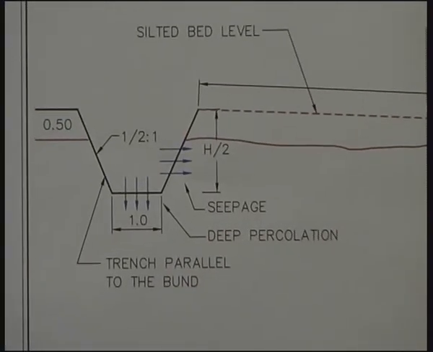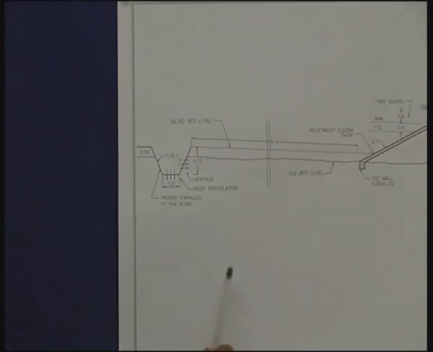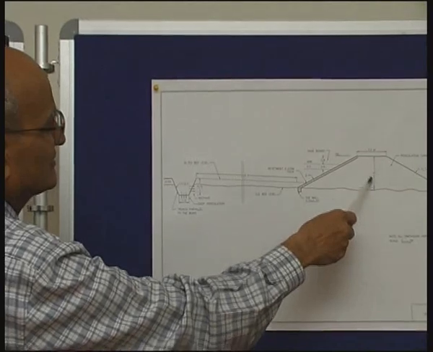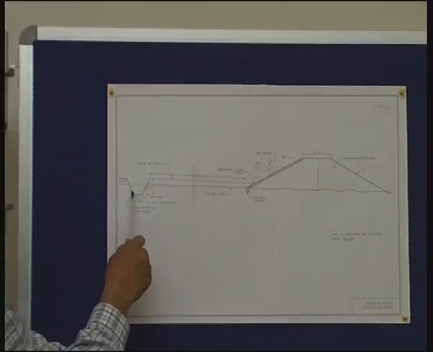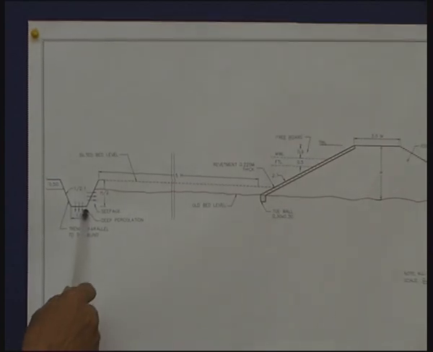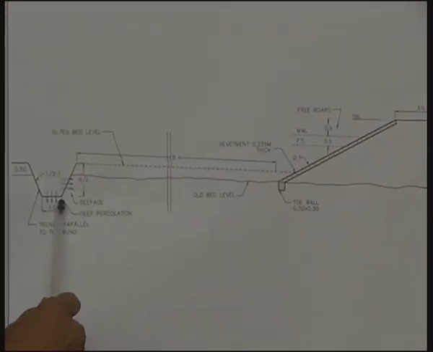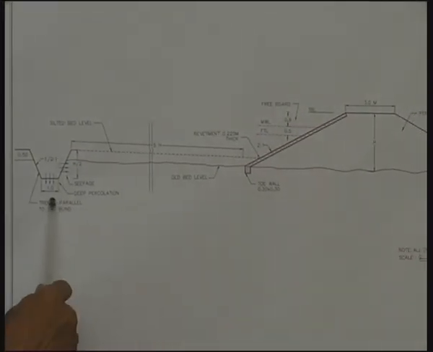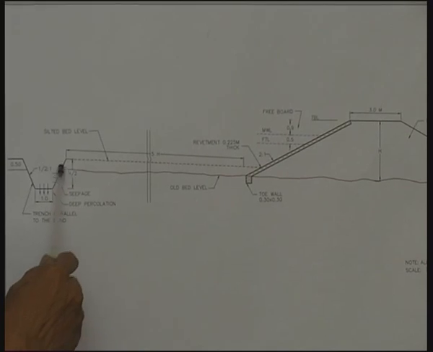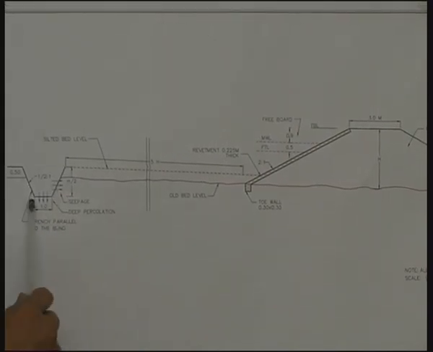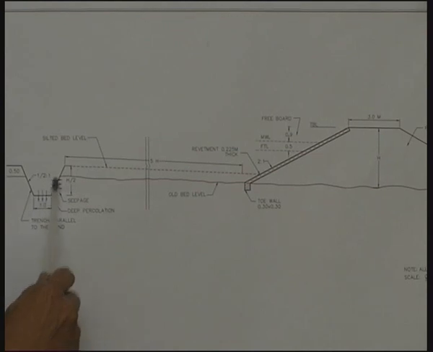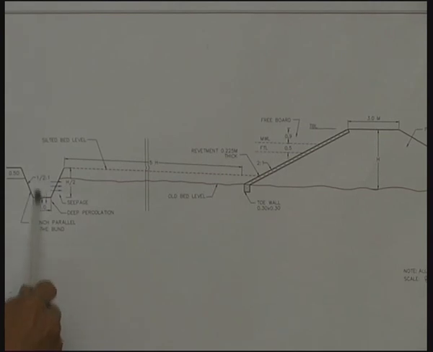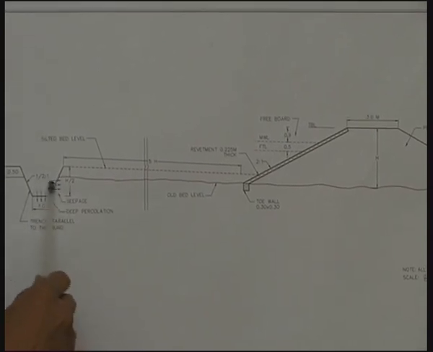Supposing h is the height of the bund, and supposing this is about 6 meters, height of the bund is 6 meters, then we can excavate up to 3 meters depth, not more than that. If the height of the bund is 10 meters, we can excavate up to 5 meter depth, h by 2. And when we excavate this trench like this, the bottom portion as well as the sides are available for percolation down here and seepage here.